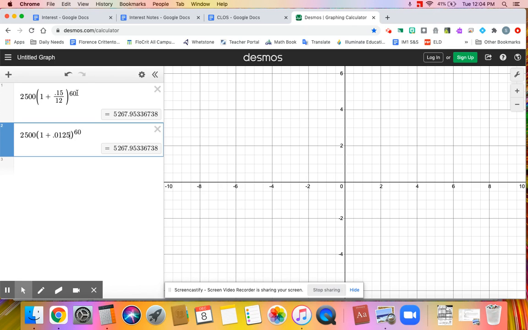It doesn't matter. It also would have given me the same answer if instead of 60, I left this as 5 times 12. So you could do the math to simplify things, like this one, or you could not and leave it like this. You'll still get the right answer.